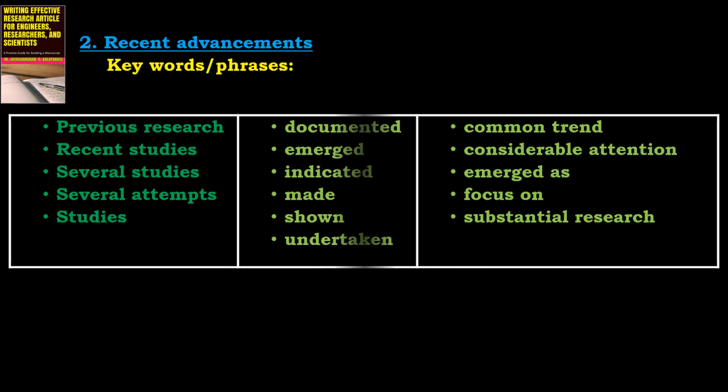2. Recent advancements. An abstract may provide background information about the context of the research and point out the importance of the current study. This section presents the commonly used key words for referring to the current literature and surveys of existing studies. Key phrases are: a. Previous research, recent studies, several attempts, studies. b. Documented, emerged, indicated, made, shown, undertaken. c. Common trend, considerable attention, emerged as, focus on, substantial research.